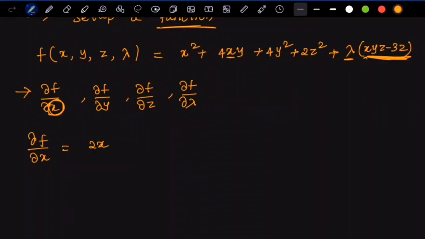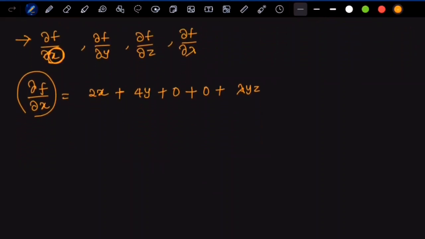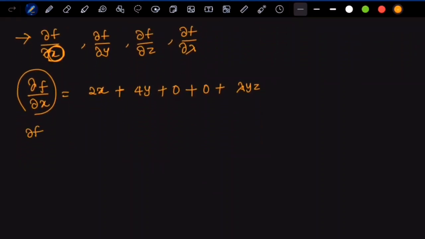So here only x is the variable, y is treated as a constant when you are finding dou f upon dou x. So the differentiation of this term will be simply 4y. And y is a constant, so differentiation of that term will be 0. And similarly for this term, plus differentiation of the first term lambda xyz. So x is the variable, so lambda yz will be the differentiation, and minus 32 lambda, the differentiation is simply 0.